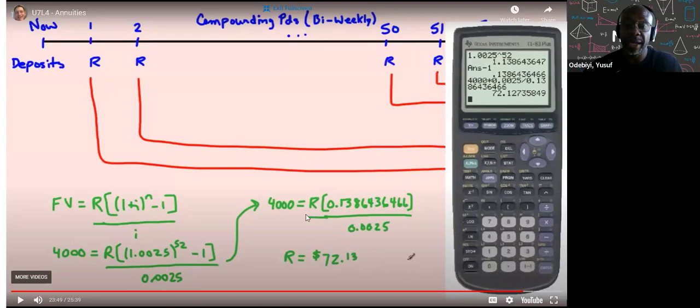So that's doable, right? So for her to have $4,000 in 2 years, she has to deposit $72 every other week or bi-weekly into the account, right? In order to get the $4,000 that she needs for 2 years at the interest rate that's given to her, okay? So we're done with this.